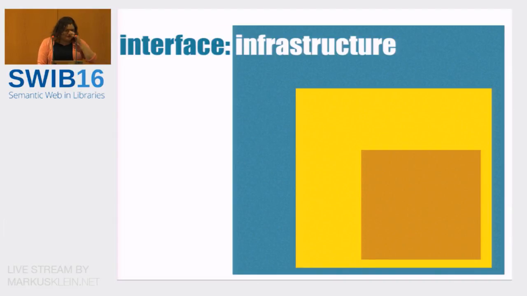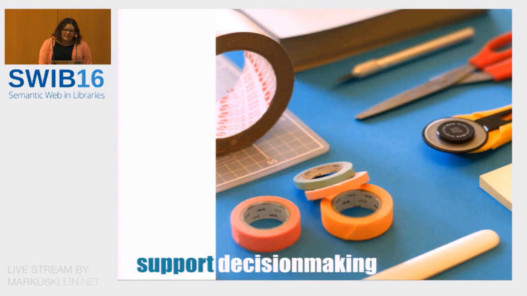Let's start with infrastructure, the stuff you have that people contribute to or that they use in order to contribute. Examples of infrastructure you can have that make it easier to include people. Above all, you need tools to support decision making. And that might be for leaders of a project, or that might be for contributors to a project.